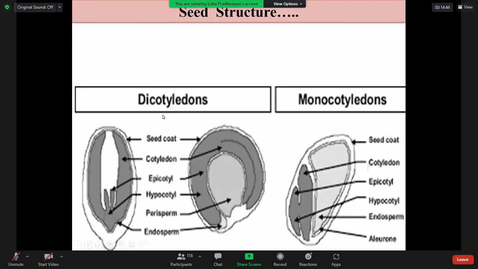So if you look into the dicot plant and the monocot plant, we are able to see the structures. This is mainly for the monocot plant. Then if you look into the dicot plant, we have the cotyledon, epicotyle, hypocotyle. Seed coat is there. Endosperm is also there.